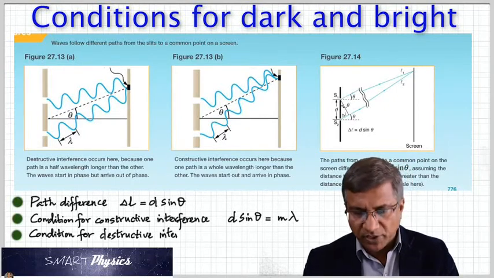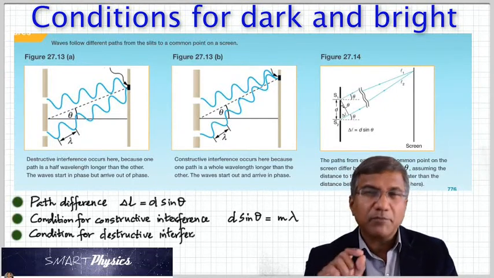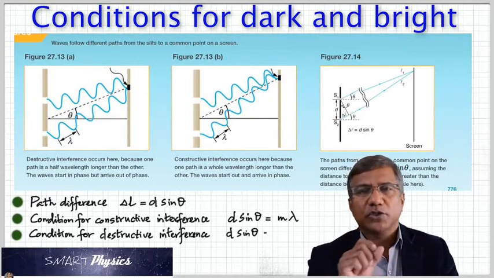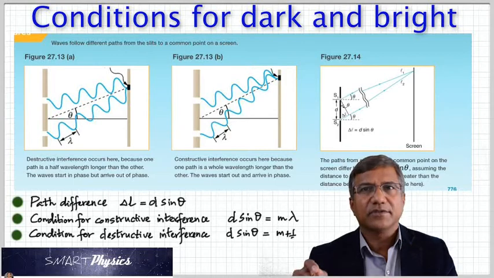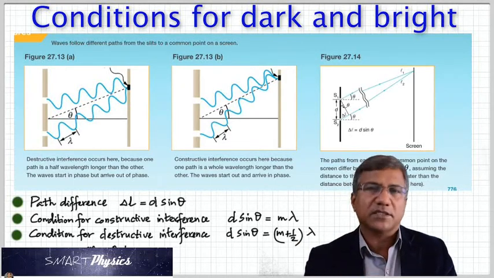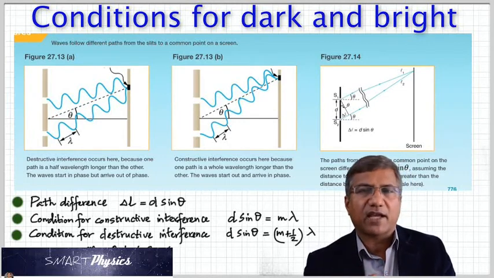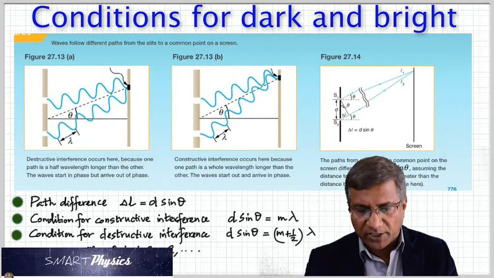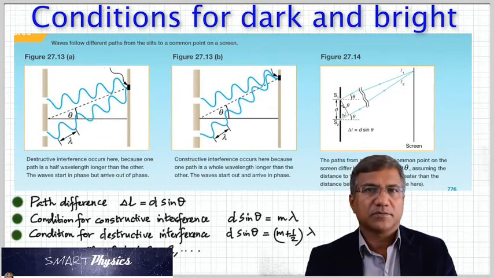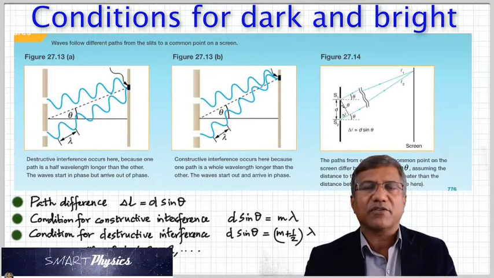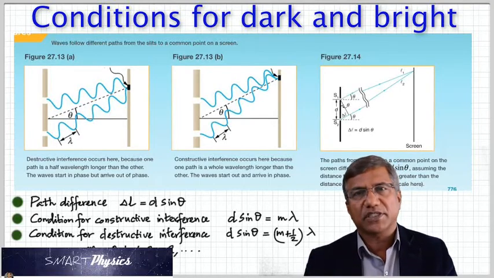All right, let me explain why it's written that way. It's (m plus half) lambda, because when you give m the value 0, you're going to get 0 plus half, which is half lambda. But if you give m the value 1, then you get 1 plus half, which is 1.5 lambda. That's why the condition for darkness or destructive interference is d sine theta is equal to (m plus half) lambda.